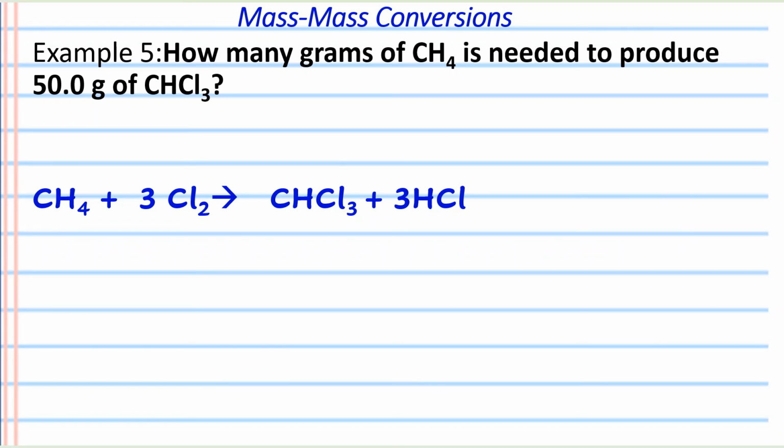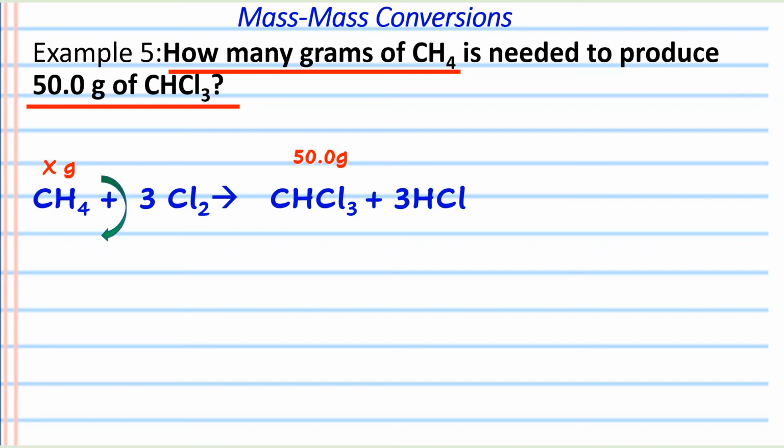How many grams of CH4? So over the CH4 in the balanced equation, we write x grams. Is needed to produce 50.0 grams of CHCl3. So over the CHCl3, we write 50.0 grams. Remember, our next step is we drop our units. We have grams above the CH4, so grams go below, and we have grams above the CHCl3, so again, grams go below. Let's go back now to the CH4.